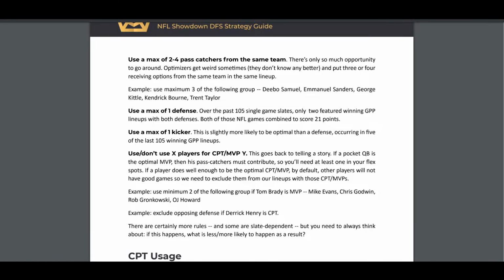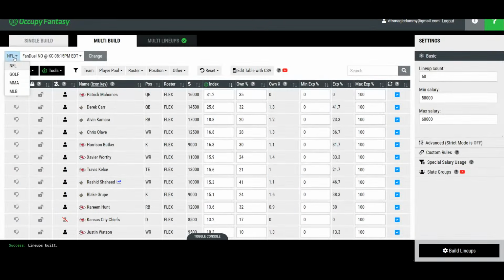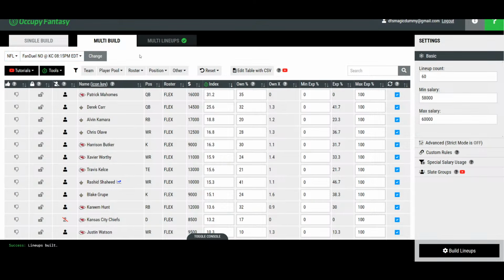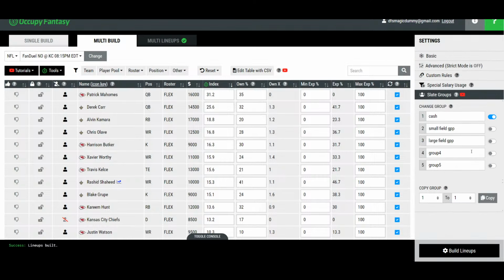All right, let's go to lineup builder. Let's go back to DraftKings. That's what I've been used to the most. Again, we'll look at FanDuel as well. Actually, we'll stick on FanDuel because someone in the chat specifically asked about FanDuel. All right, let's change the slate groups. Let's go to large field GPP.